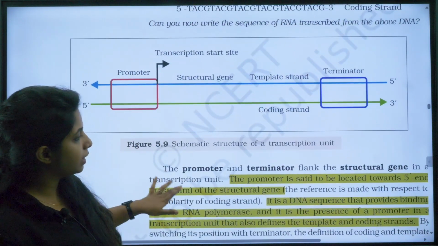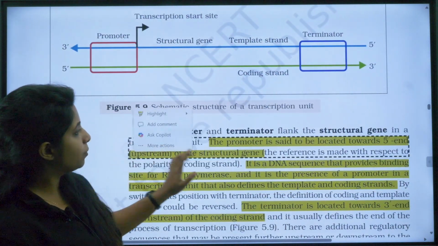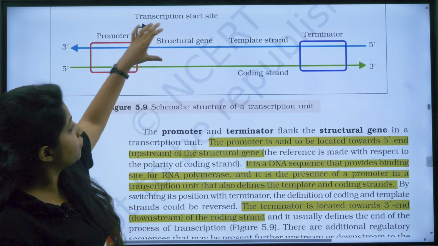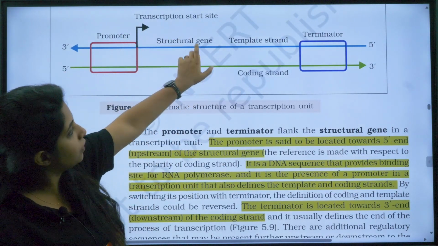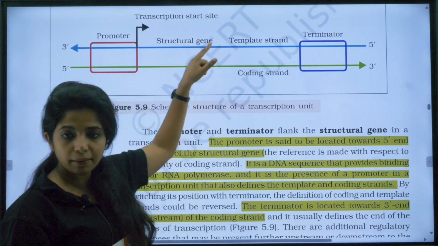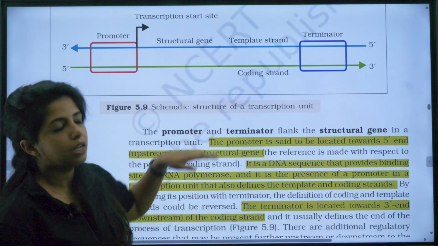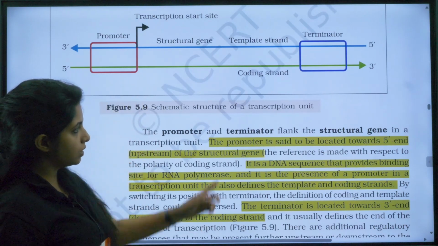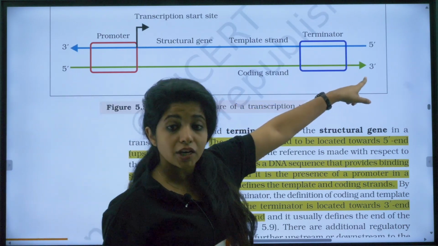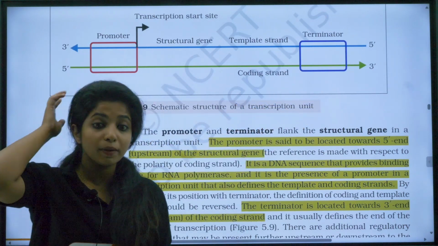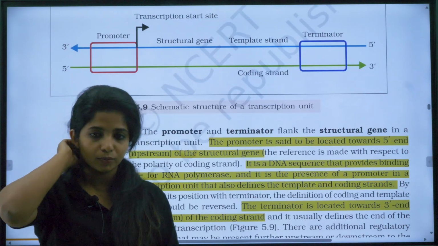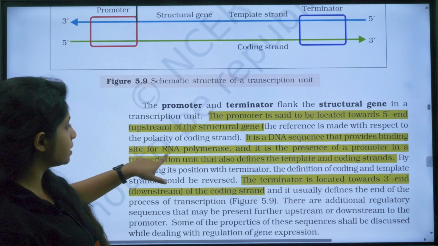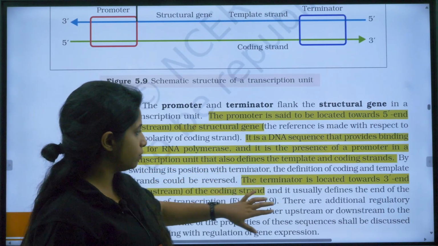So the promoter and terminator flank the structural gene. The promoter is said to be located towards the 5' end of the structural gene. So you say 5' end of the structural gene. Even though the template strand is going to get transcribed, you give a reference to the coding strand, which is why you say 5' end of the structural gene. Similarly, the terminator is towards the 3' end of the structural gene. These questions could be asked, which is why I am telling you. It is a DNA sequence that provides a binding site for RNA polymerase. It is present in the promoter.